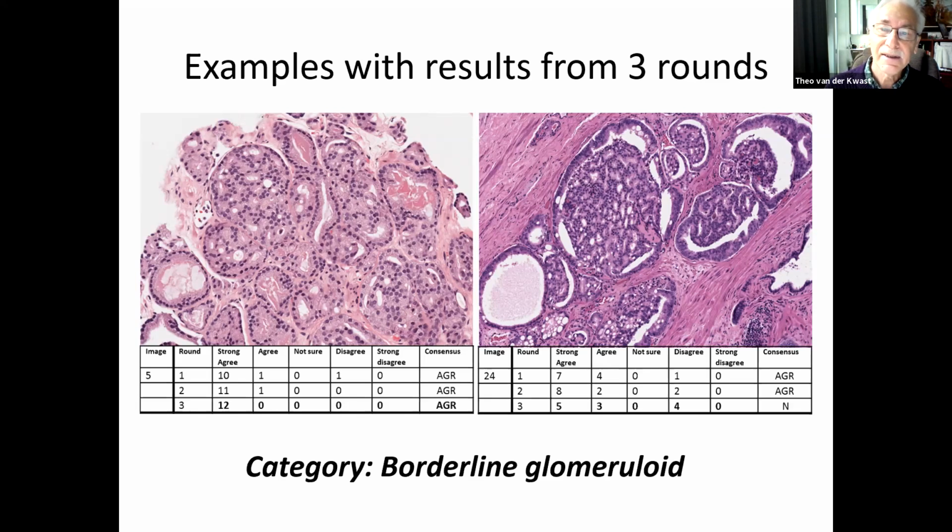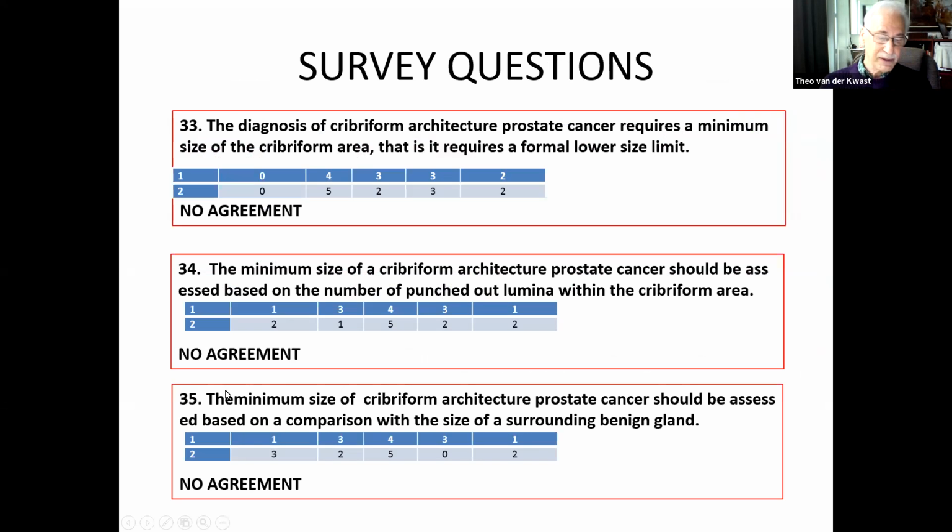The reason being that a large amount of the rim is not touched by the cribriform sheet, and that's why there was no consensus on this diagnosis. During the survey, we also asked a few questions related to the use of a size criterion for the definition of cribriform pattern prostate cancer. None of these questions reached consensus during the 2 subsequent survey rounds. Apparently, a size criterion cannot be part of the definition.